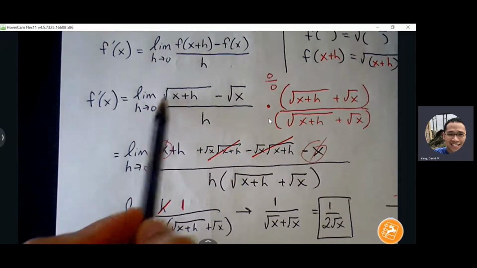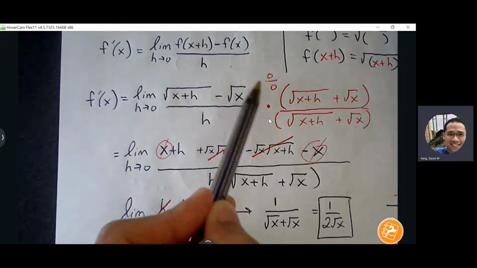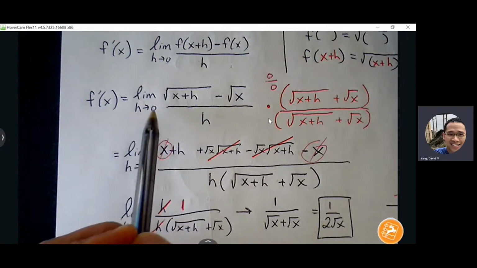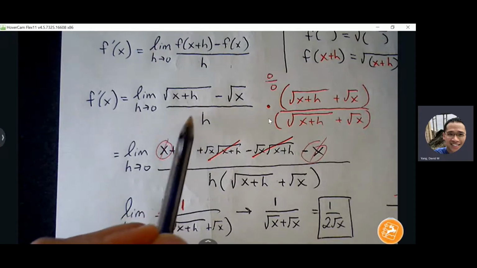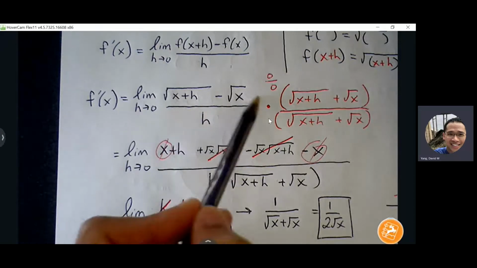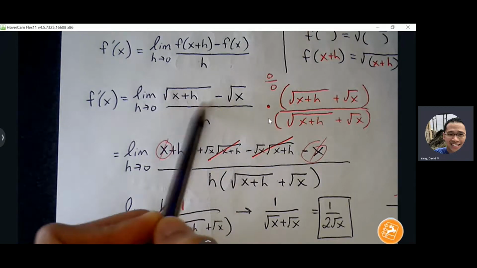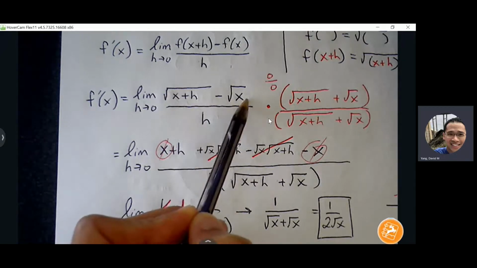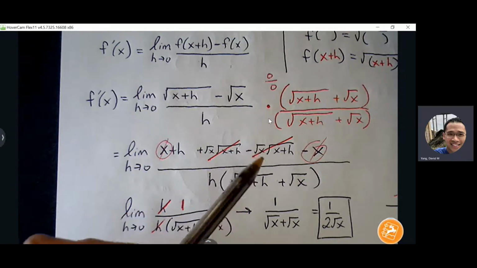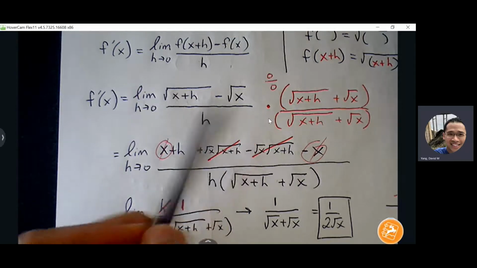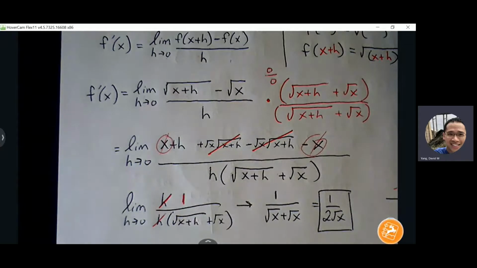Okay. So we insert 0 into the expression, we get 0 over 0. Remember, you're replacing the h with 0, not x. Okay, it's the h that's moving, not x. So replacing the h with 0, we get 0 over 0. We know that this is a conjugate problem, so we identify the conjugate, multiply. We FOIL and expand out the numerator, but we leave the denominator alone.